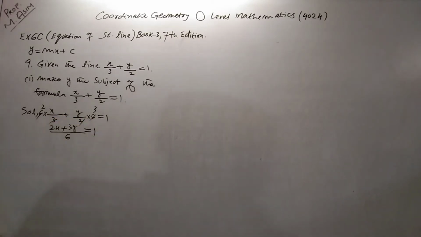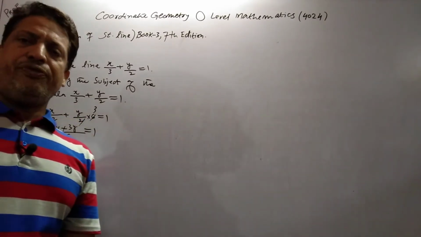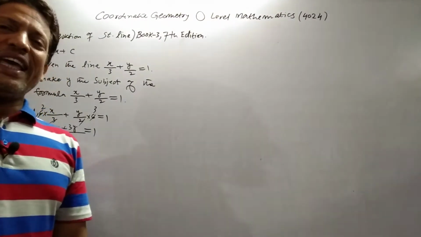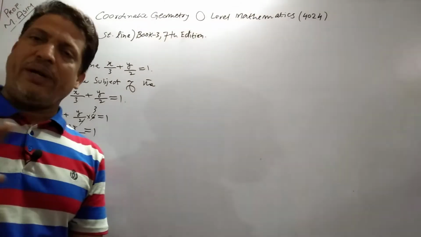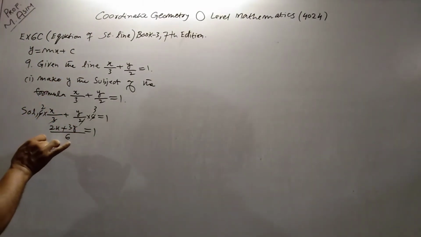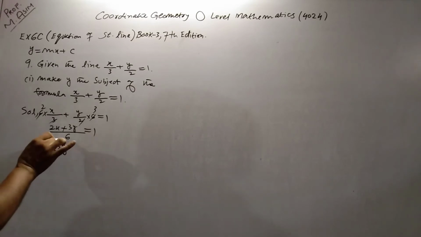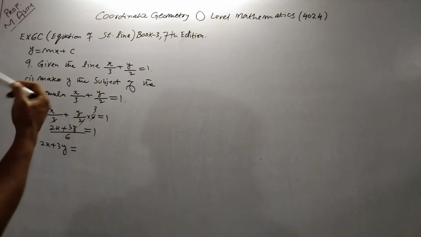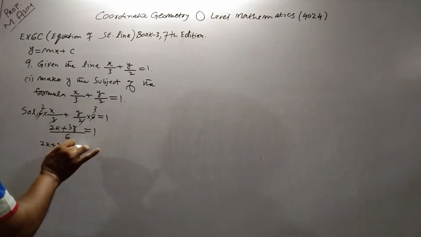But student, this is my method. If you feel comfortable to make y the subject by applying any other method, no matter. Okay? 2x plus 3y by 6 is divided over here. This should multiply by 6, multiply by 1. 6 ones are 6.